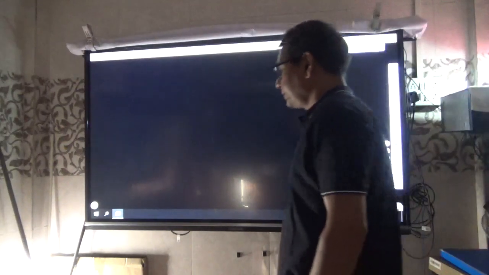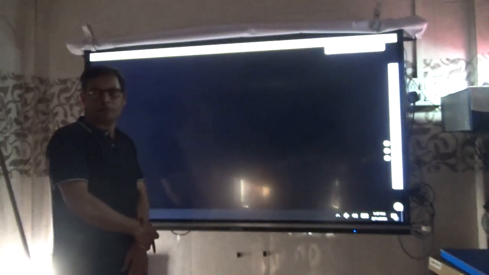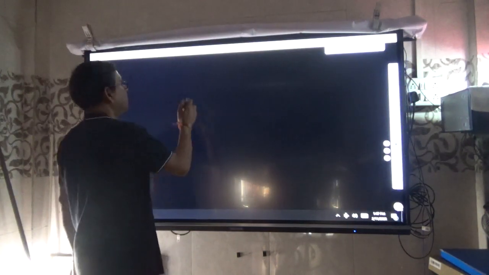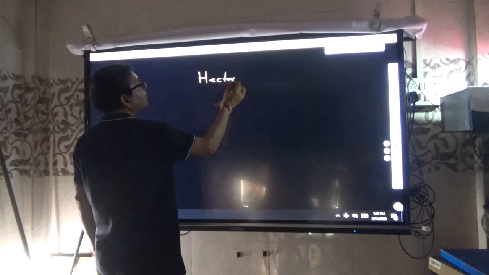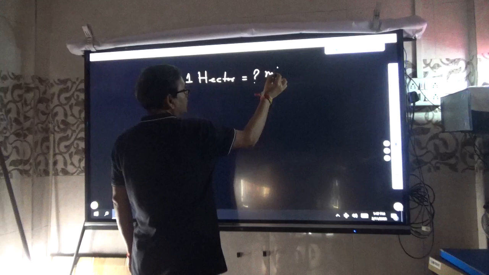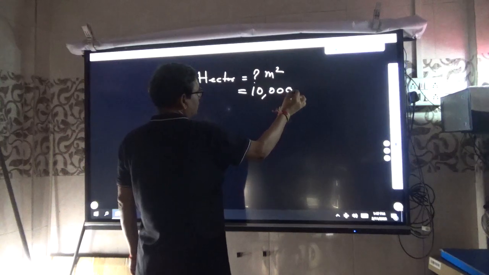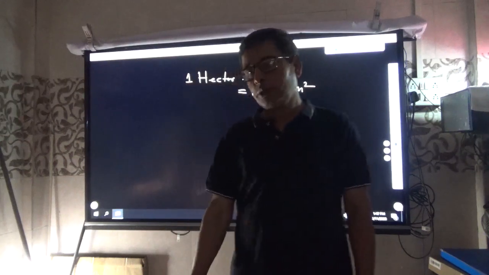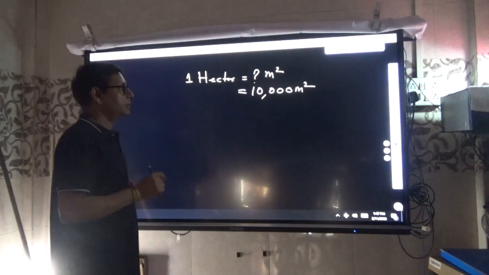I didn't learn the table when I was small. So the area of a square field is 1 hectare. Okay, 1 hectare. So what is the relation between hectare and meter square? 1 hectare equal to how much meter square? This you should know. 1 hectare is 10,000 meters square. If you don't know this thing, you can't do it. Hectare is the unit of area. So 1 hectare is 10,000 meters square.